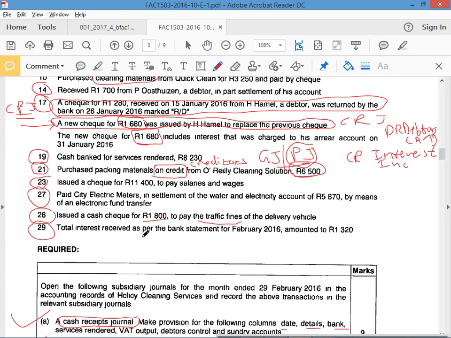Total interest received as per the bank statement amounted to 1320. Good or bad? Good. We're receiving interest. Which journal?